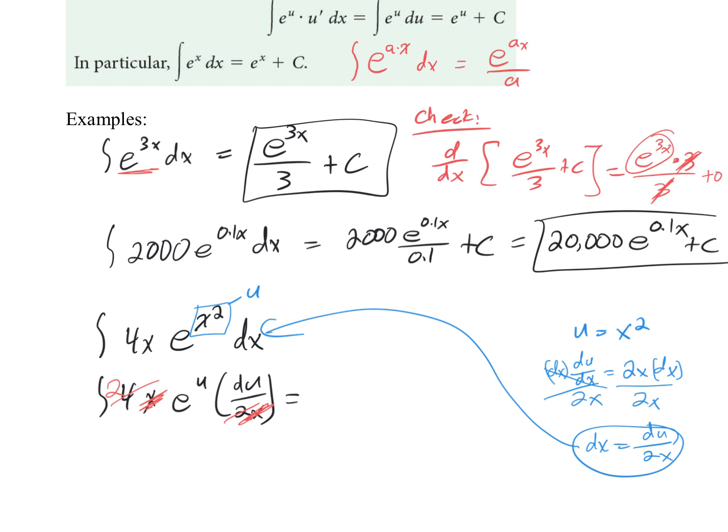But you reduce as much as you can. This would be now the indefinite integral of 2e to the u du. So then we could just say this is 2e to the u plus c. And then the final step is let's replace u with what it's equal to. That's 2e to the x squared plus c. This is our final answer.